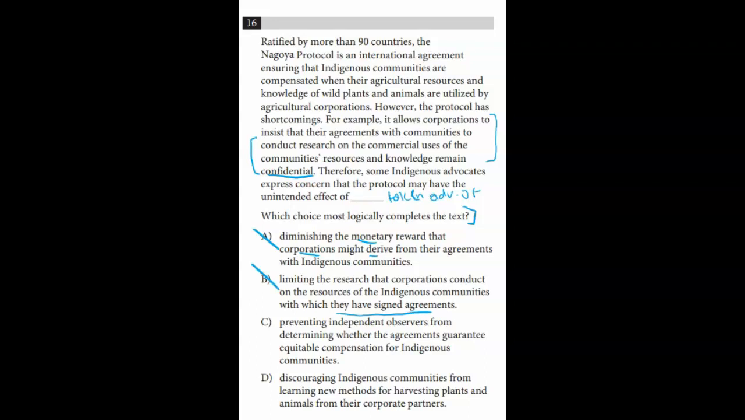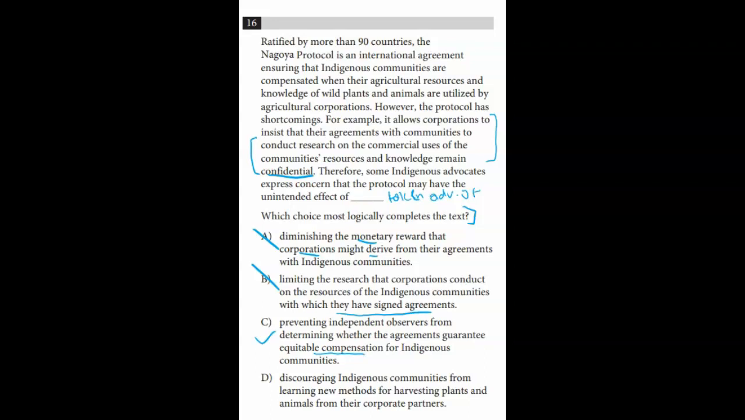Preventing independent observers from determining whether the agreements guarantee equitable compensation for indigenous. I like this one because if I'm not allowed to see the agreement and it's not public, people can't comment whether those indigenous communities are getting screwed over by corporations or vice versa, if you're worried about the corporation. So I like C. If I'm not allowed to see it, you can't comment on it, and so indigenous advocates would be concerned about that.